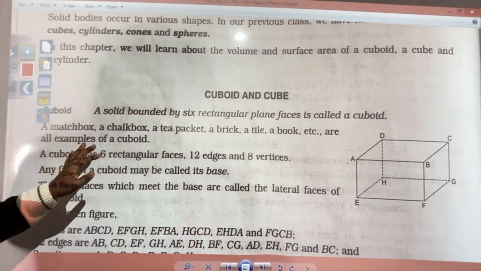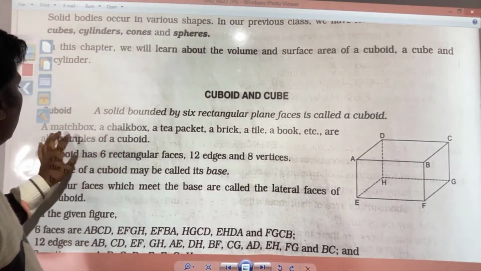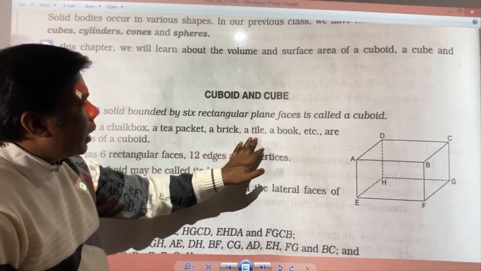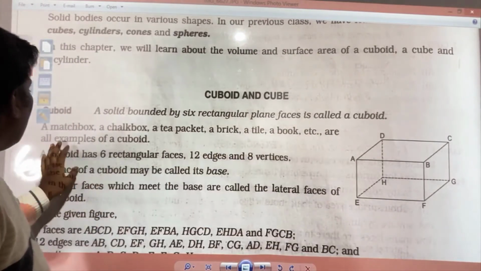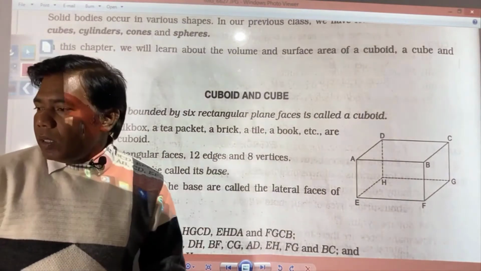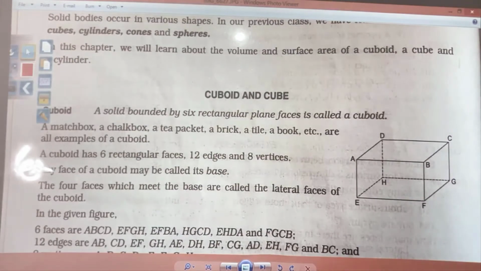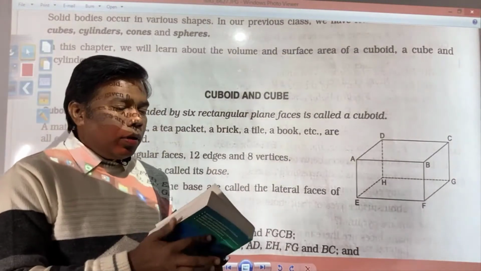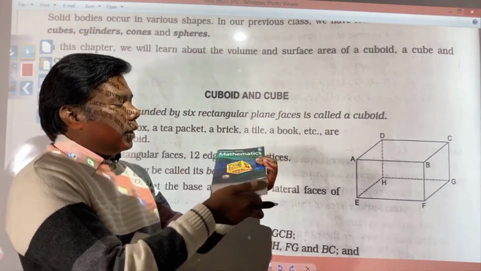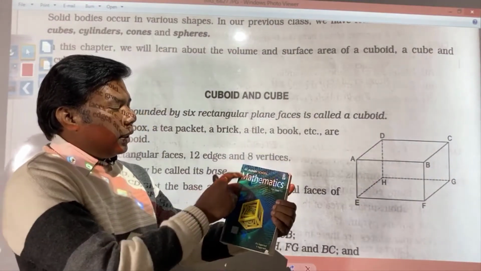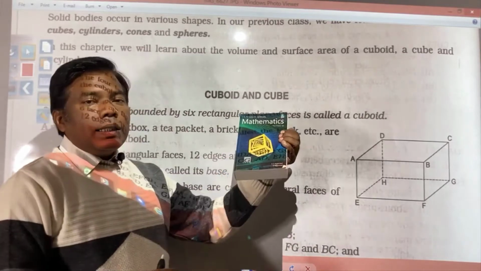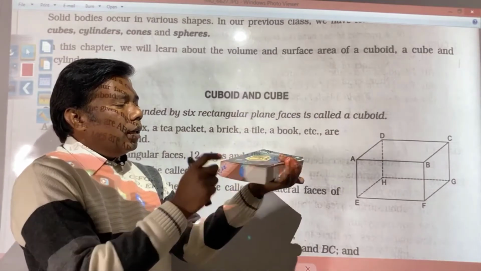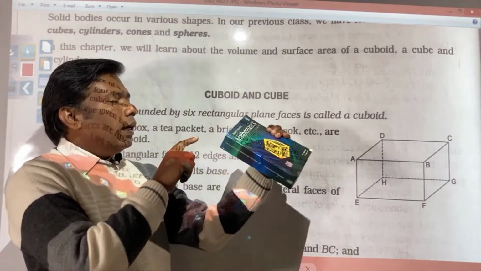So some examples have been given of cuboid: a matchbox, chalk box, tea packet, a brick, a tile, a book, etc. are all examples of a cuboid. Here you can see this is a book. It has 6 rectangular faces. This is in the shape of a rectangle. 6 rectangular faces it has. First, second, third, fourth, fifth and sixth.